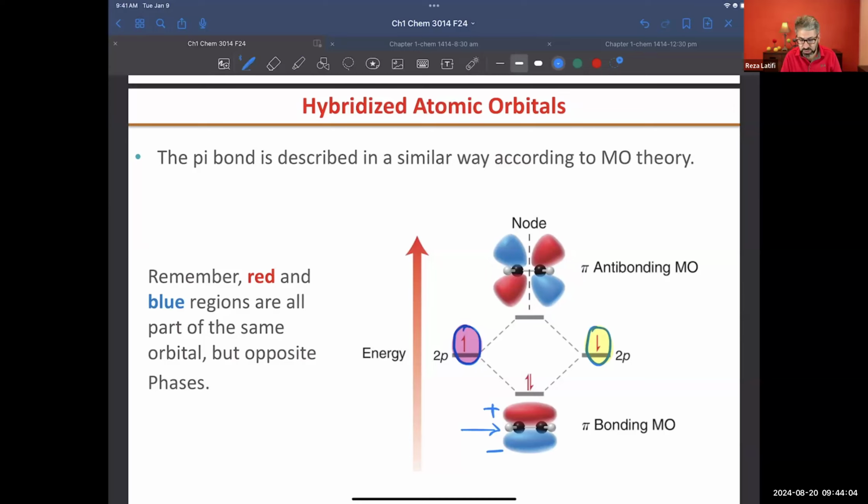How about the pi star orbital, or anti-bonding orbital? That one clearly has two nodes. One node is here, and the second node is there. The phase goes from positive turning to negative, and negative turning to positive, and then negative. So we do have two nodes.